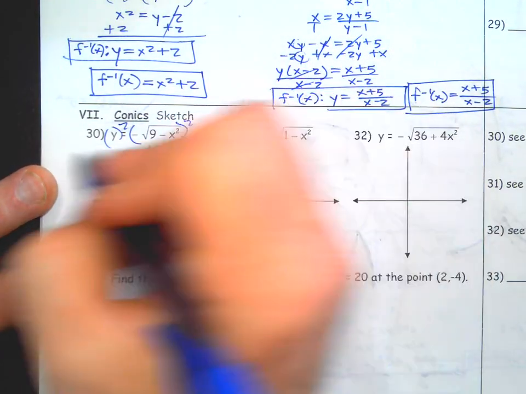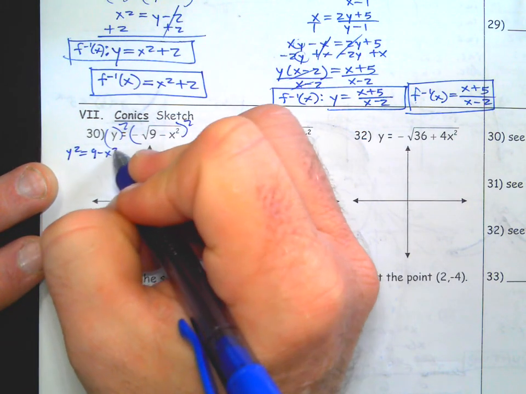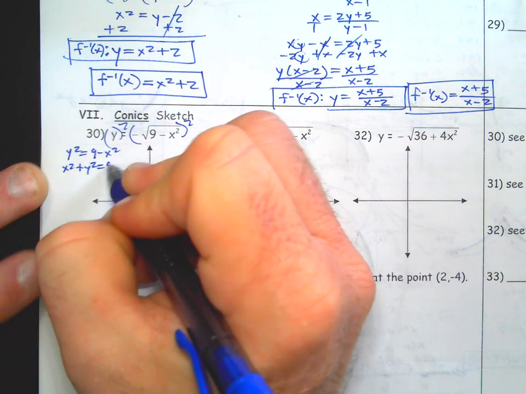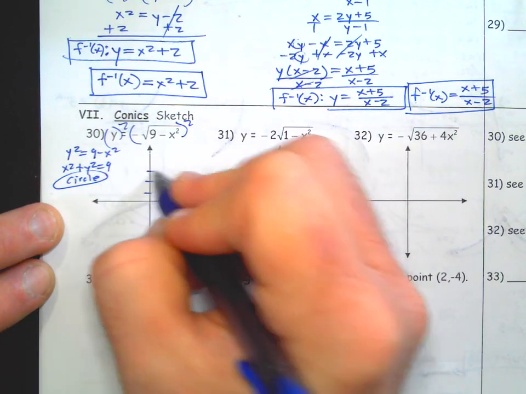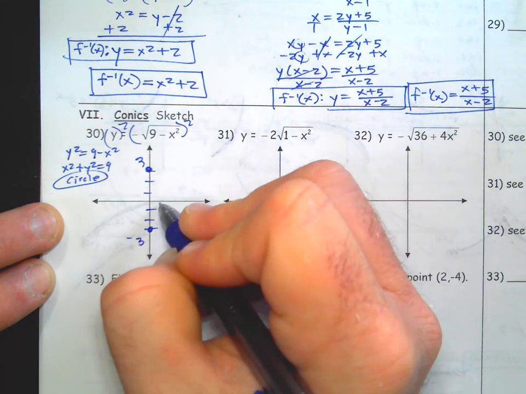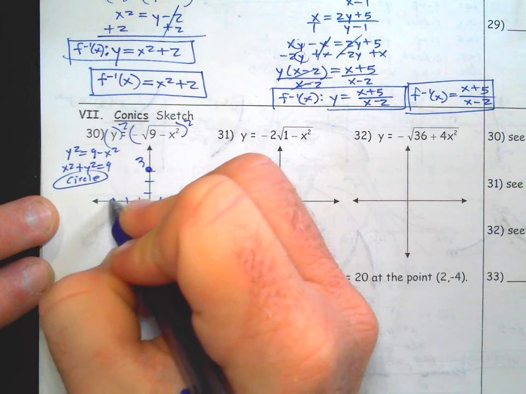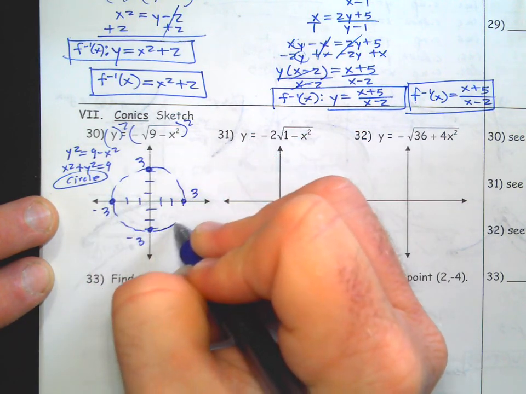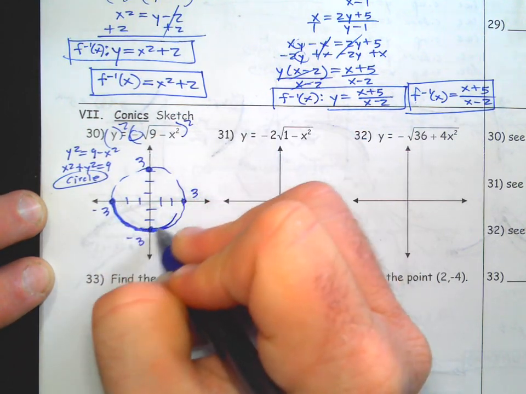So squared, this is the work I would do. 9 minus x squared, the negative gets squared, move the x squared over here, and this is clearly a circle. So we're going to go up 3, 1, 2, 3, down 3, right 3, left 3, and I'm going to just draw it lightly first. Is it the whole thing? Just the bottom. Watch out for that.